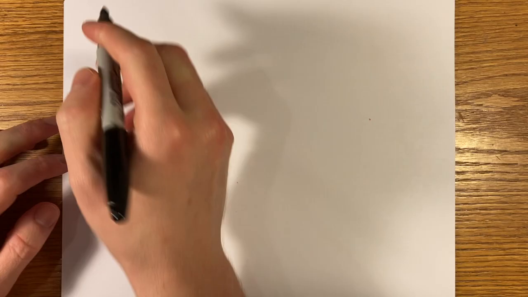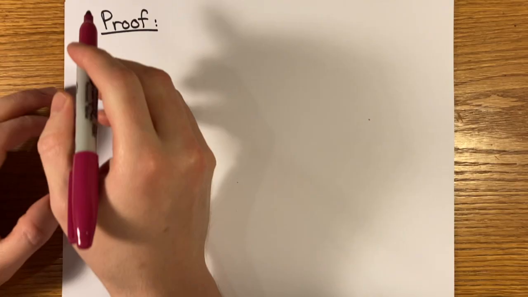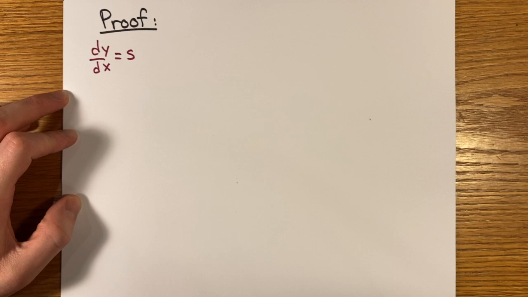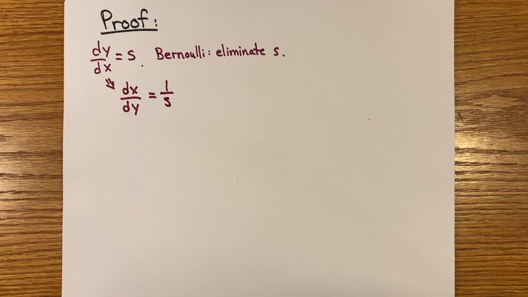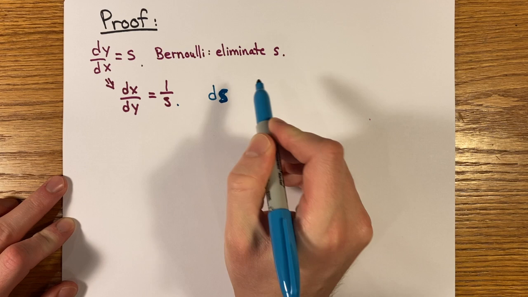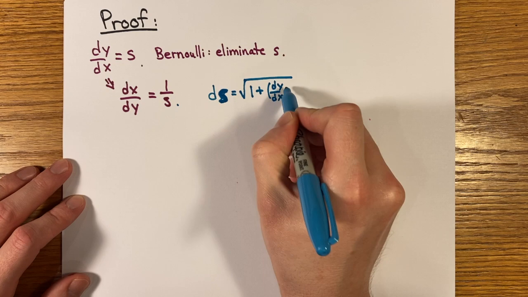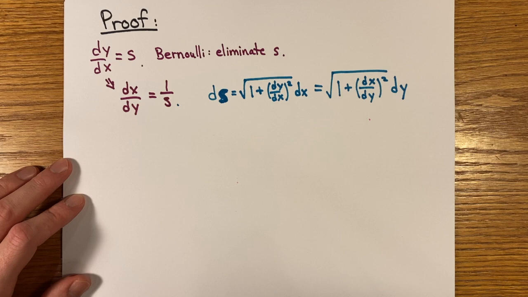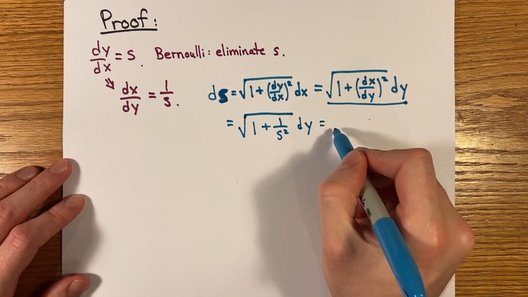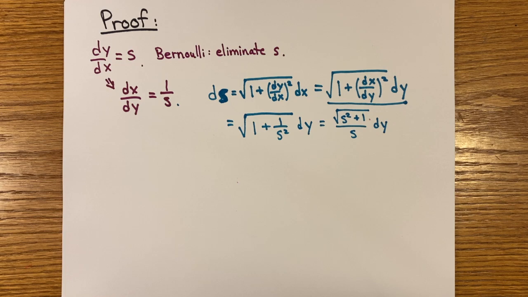But this is how he did it. First of all, Bernoulli's way of attacking the equation dy/dx equals s was to eliminate s, or write s in terms of x and y. It's not easy in this form, but if you flip the graph and look at dx/dy, a very common method at the time and something we'll see several times in this video, we have the equation of the curve dx/dy equals 1 over s, but also the arc length relation ds equals square root of 1 plus (dx/dy) squared dy, which equals square root of 1 plus s squared over s times dy. And this equation is easy to integrate.